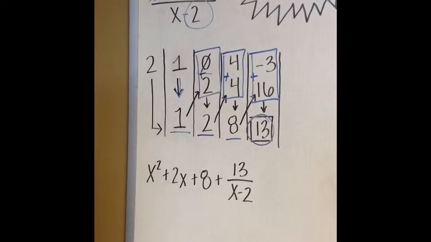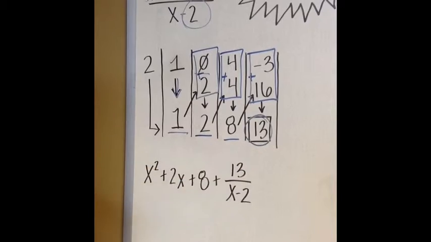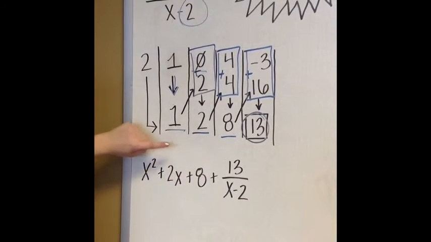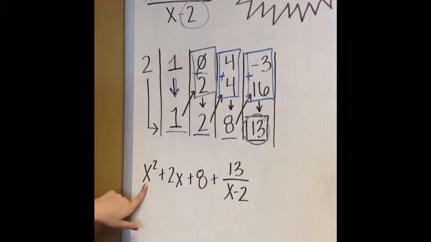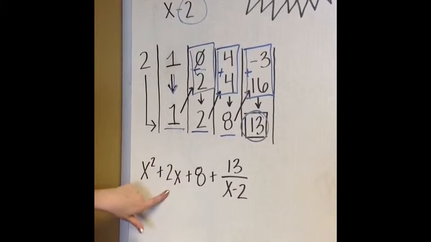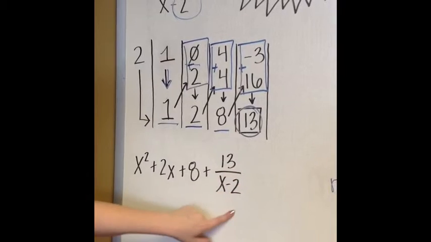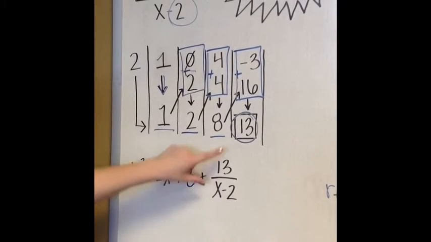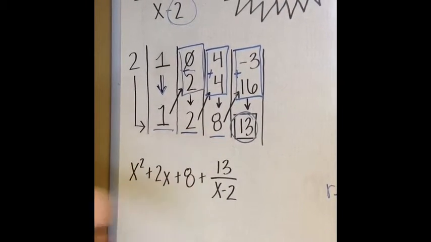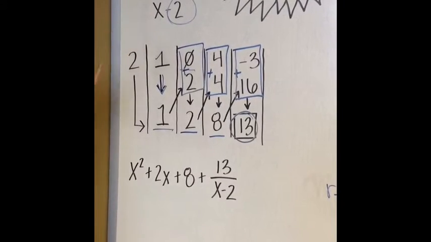And since these are the bottom numbers here, we will put them back into x form. So you have x squared plus 2x plus 8 plus 13 over x minus 2. And we do that because 13 doesn't go into x minus 2 anymore.